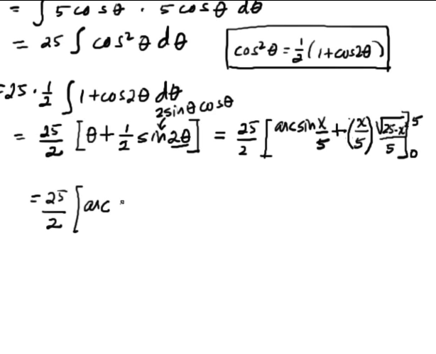And we have arc sine of 5 over 5, that's arc sine 1, plus, when we substitute 5 into 25 minus x squared, we have 25 minus 25, so that's 0. And when we substitute in 0, we have arc sine 0 is 0. And this second term also is 0 because of this x. So this is what we have, 25 over 2 arc sine 1. And the angle whose sine is 1 is pi over 2. So we get 25 pi over 4.